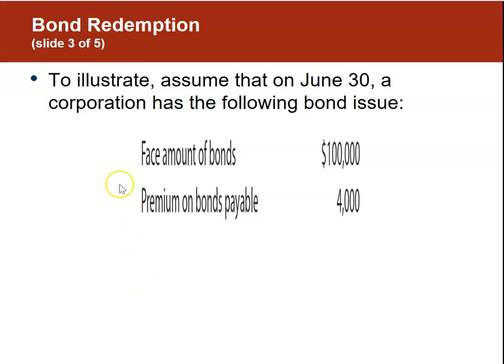So here we have a situation. We're going to take this in a couple of parts. This is kind of a complicated example. It says, to illustrate, assume that on June the 30th, a corporation has the following bond issue outstanding. Okay, we've seen this example. Face amount of bonds is $100,000. Okay, the premium on the bonds payable is $4,000. Okay. So let's just understand what we've got going on here.